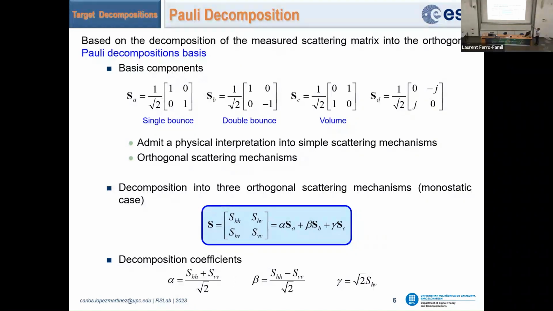In that case, the scattering matrix corresponds to 1, 1 diagonal. Double bounce is 1, minus 1, because one of the 2 reflections changes the sign of the signal. And then we have volume, which is 0, 1, 1, 0. So you can already identify that the volume goes into the HV component. This is quite a standard thing.